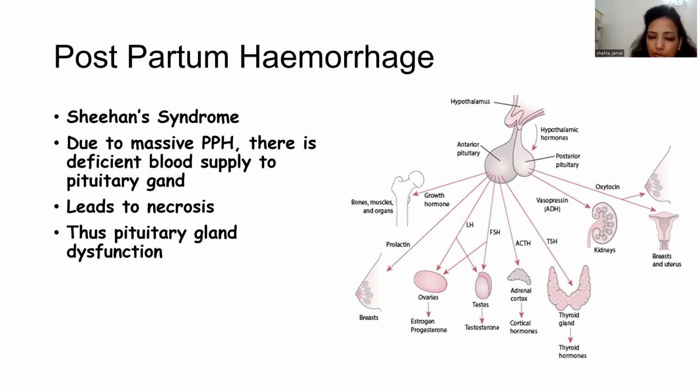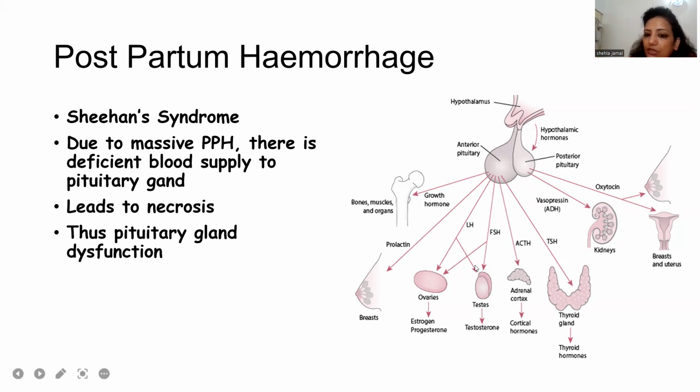Due to massive postpartum hemorrhage, there is deficient blood supply to the pituitary gland, which leads to necrosis, and thus there is profound pituitary gland dysfunction. As you can see in this image, see how this pituitary gland is controlling us. Anterior pituitary releases growth hormone, which is important for bones, muscles, and other organ growth. Then prolactin is released, which is maintaining, as you all know, lactation and important for development of breast tissue.